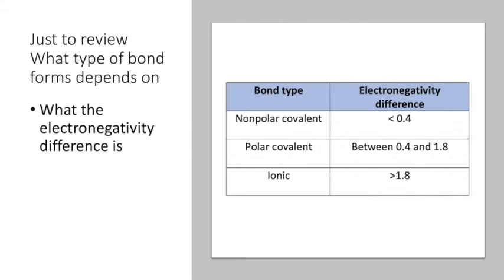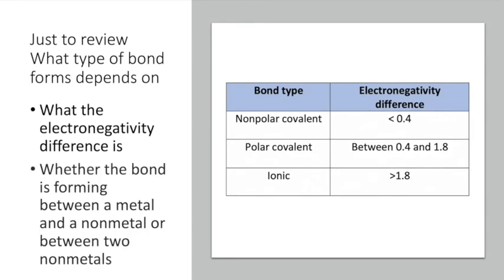So, just to review, what type of bond forms depends on what the electronegativity difference is between the two atoms. But it doesn't just depend on this. It also depends on whether the bond was formed between a metal and a nonmetal, or whether it was formed between two nonmetals. Okay, let's move on to one more type of bond that's a little different from the others.